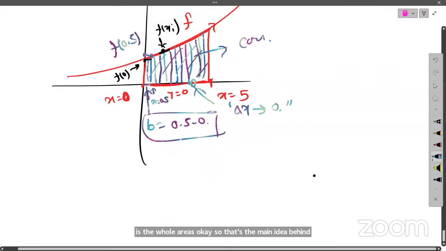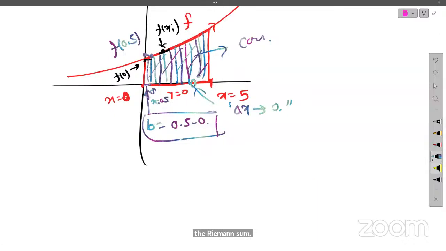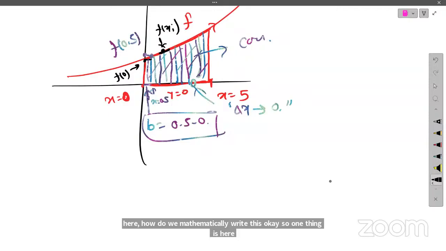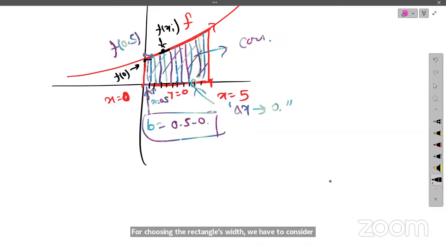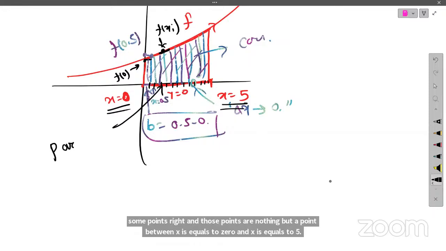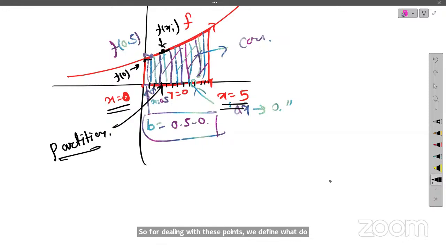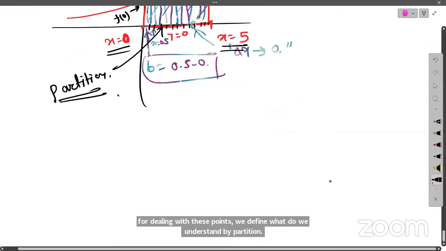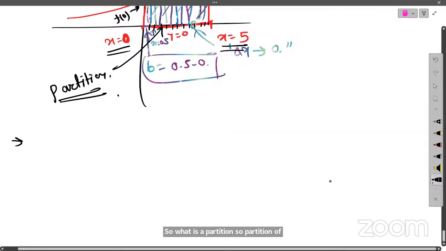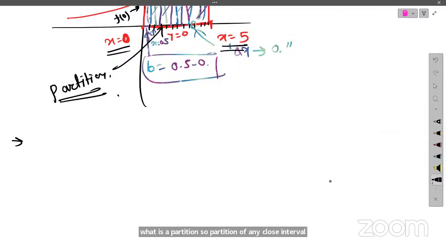Now, how do we mathematically write all this? For choosing the rectangle's breadth, we have to consider some points, and those points are nothing but points between x equals 0 and x equals 5. For dealing with these points, we define what we understand by a partition. So what is a partition? It is a partition of any closed interval, and it's actually a set of finitely many points in that interval.